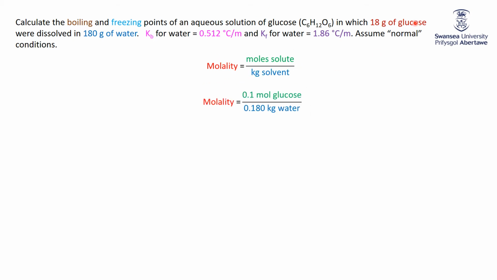So anyway, molality is the moles of solute over kilograms of solvent. We worked out 18 grams of glucose is 0.1 moles of glucose, 180 grams is 0.18 kilograms of water. So the molality of this glucose solution is 0.556 molal.